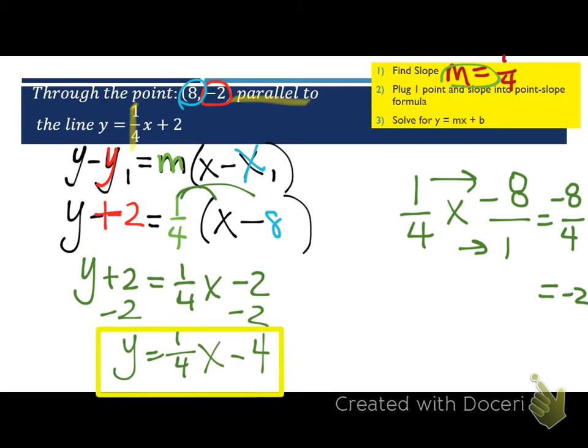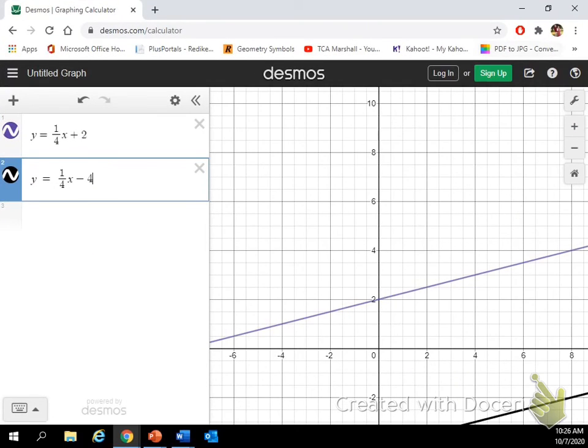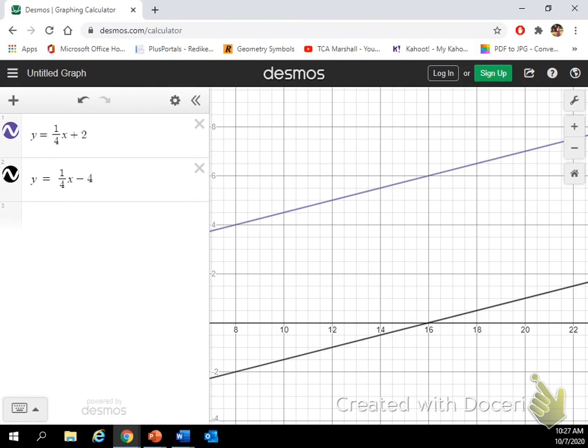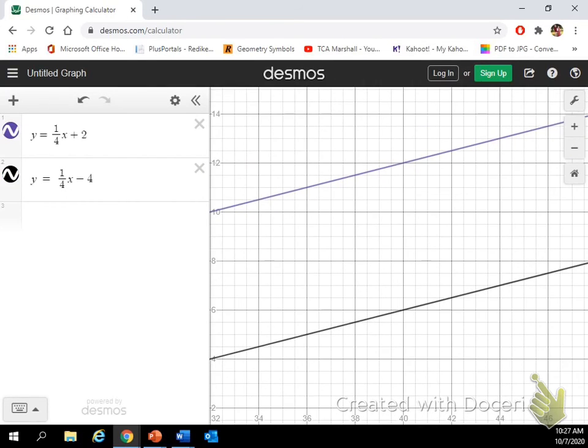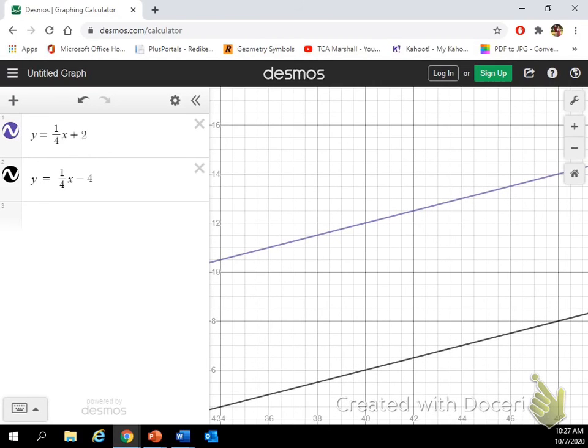So y equals 1/4 x minus 4. Okay, so if you look, what is the only difference between these two lines? The y-intercept, yeah. The one that was given us had a y-intercept of 2, so cross at 2. And then ours crosses at -4. But if you keep on going and going, do they seem to be getting any closer? No, I'm going to zoom out, so they're going to appear to get closer, but they're not.